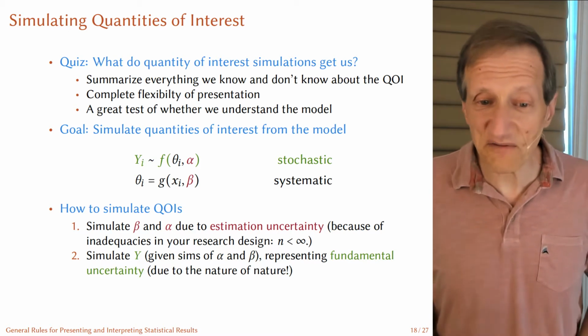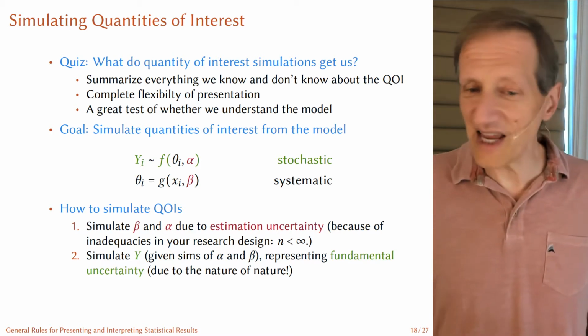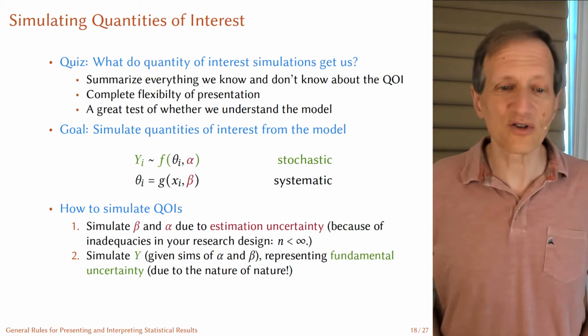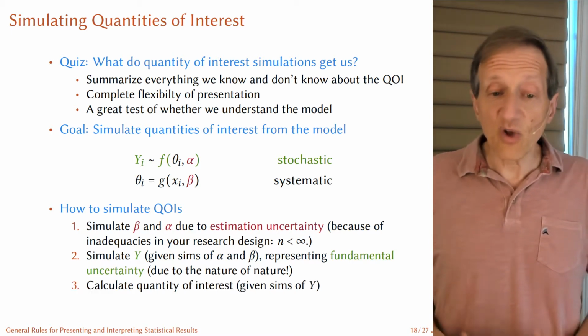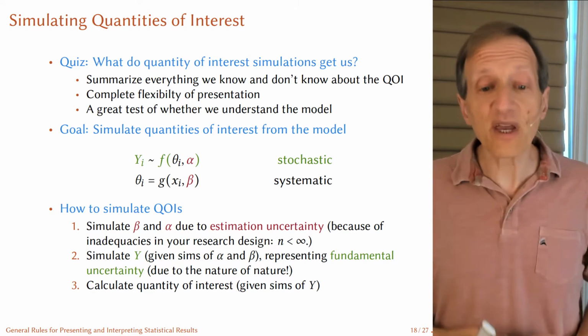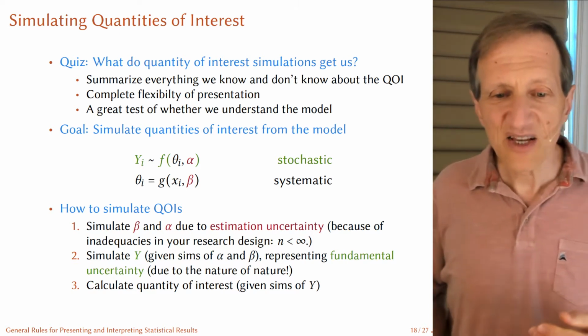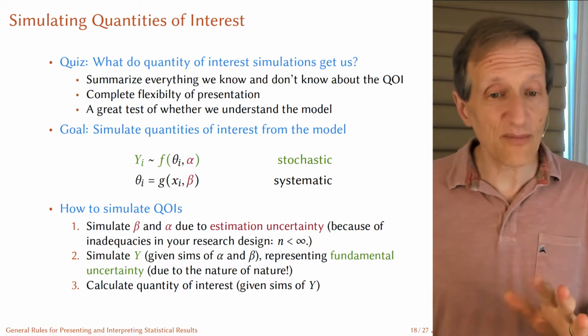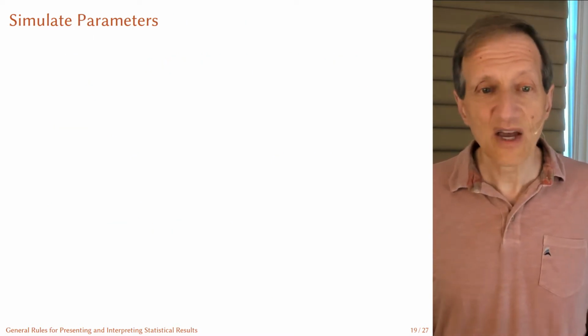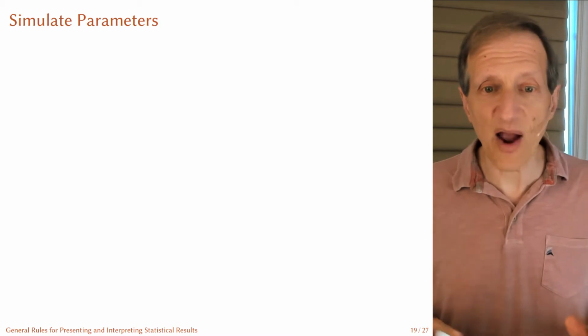Which represents the fundamental uncertainty, as it says here, due to the nature of nature, which is always uncertain. Finally, we'll have simulations of y, and from that we can calculate any quantity that we deem to be of interest. Okay, so that's going to be the whole setup. It's just those 3 steps. So the first step is how we simulate the parameters.